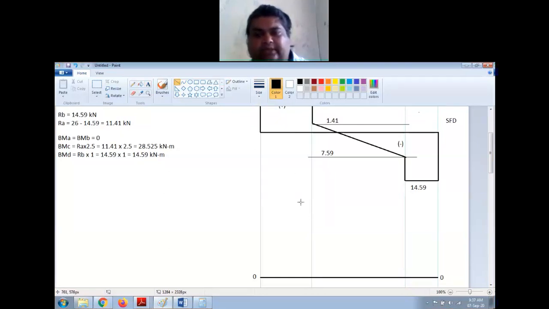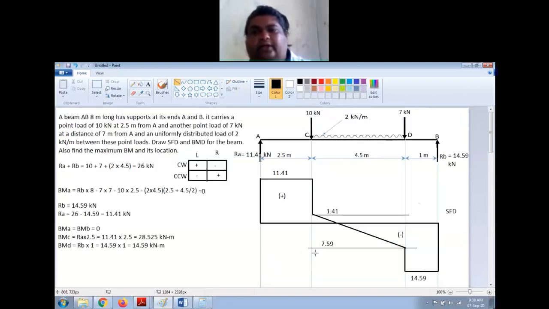Let us say here it is representing 28, and this is representing 14.59. 14 into 2 is 28, so it is around midway of this, right? Now come back to the force diagram.